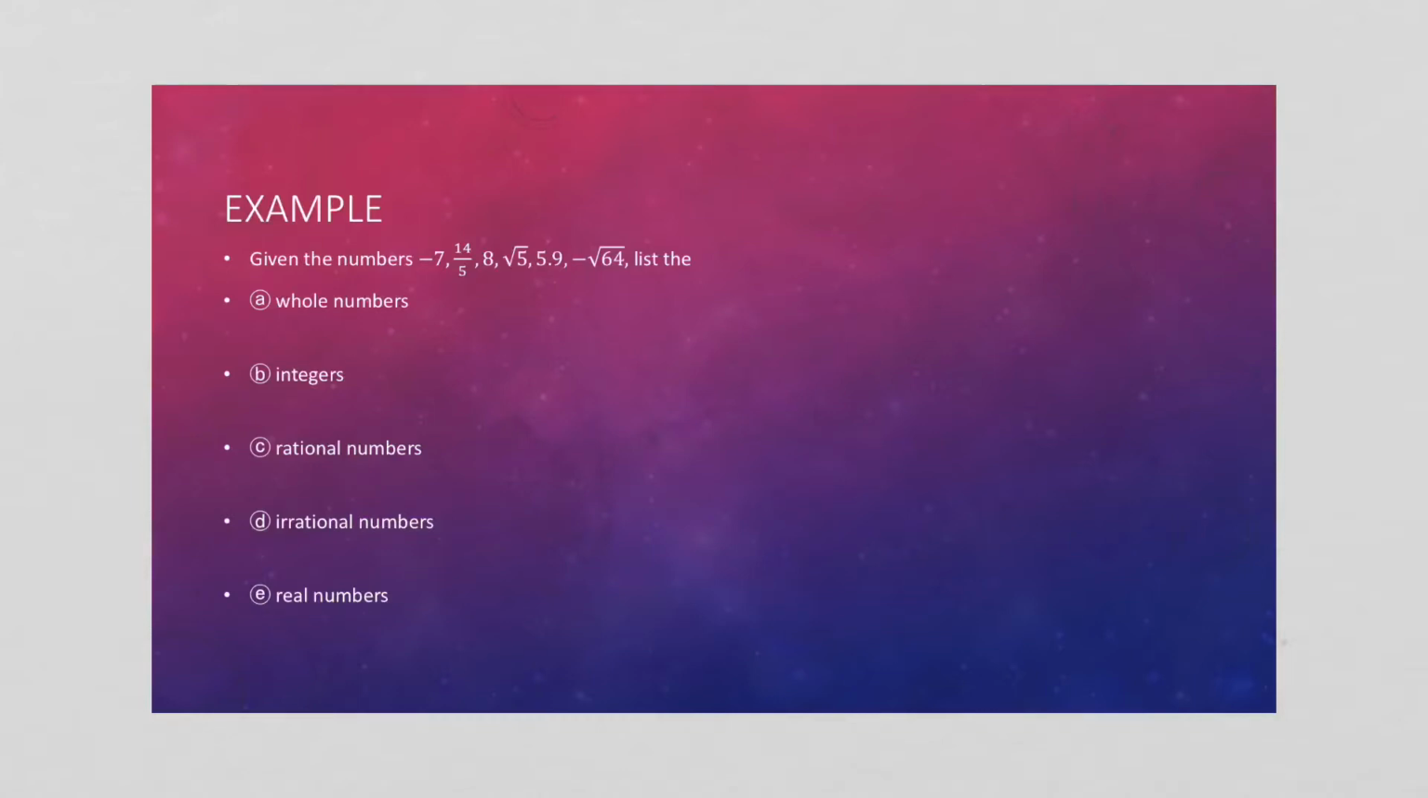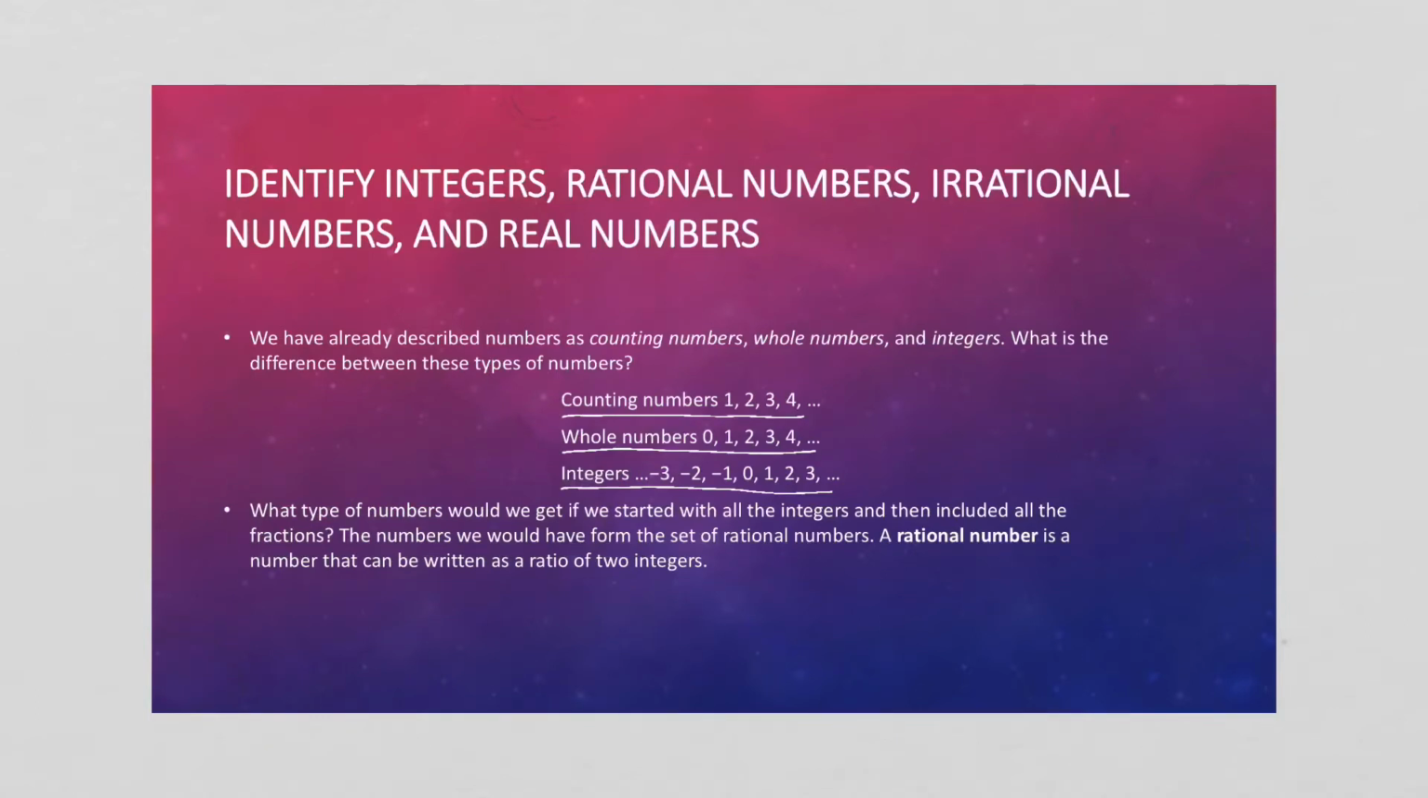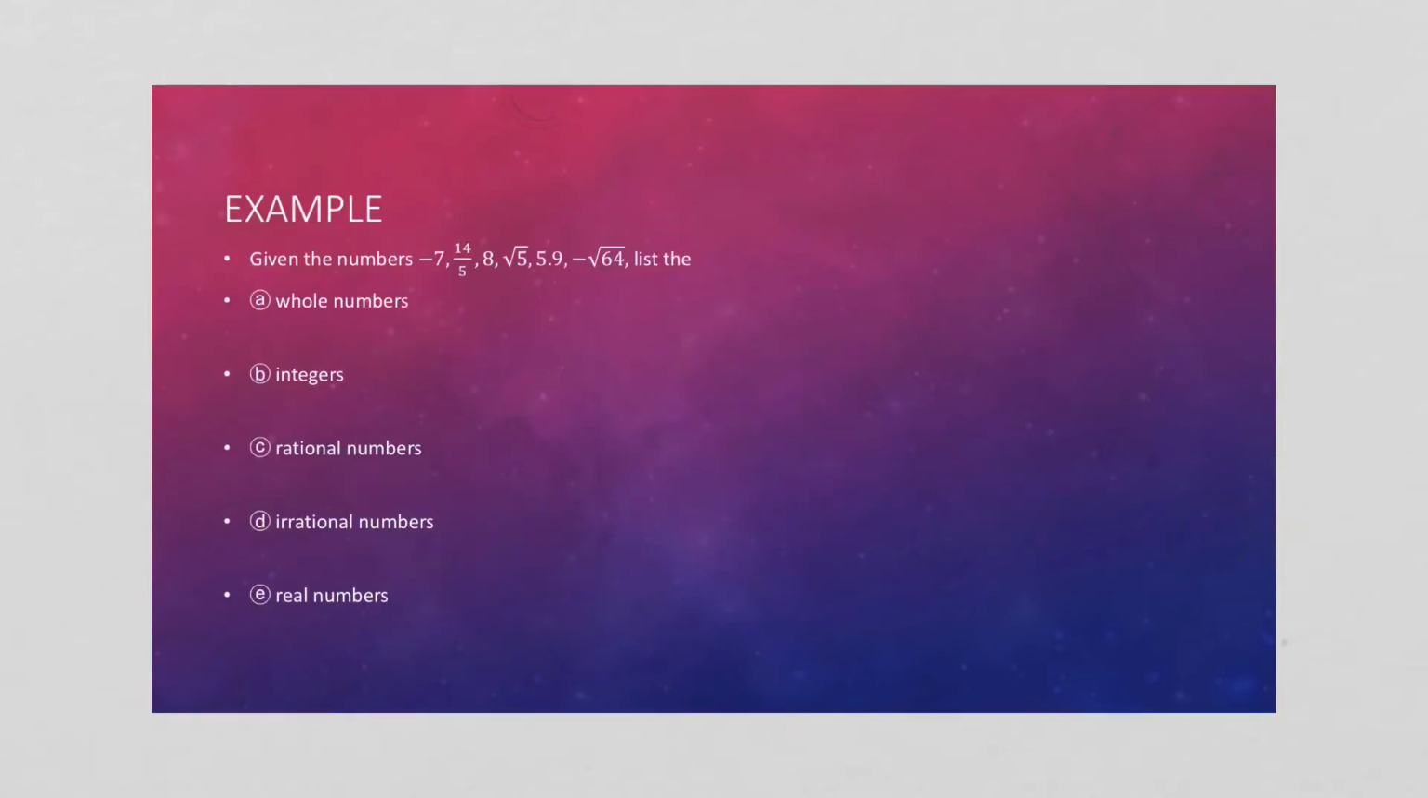All right, so if I'm given these numbers, I'm going to list the whole numbers. Remember, going back to that list, the whole numbers include 0 and your counting numbers. So in this list, the only whole number I have would be 8. That's it. Our integers are your positive and negative whole numbers along with 0. So our integers would be -7, 8, and this one because you would get -8 there.